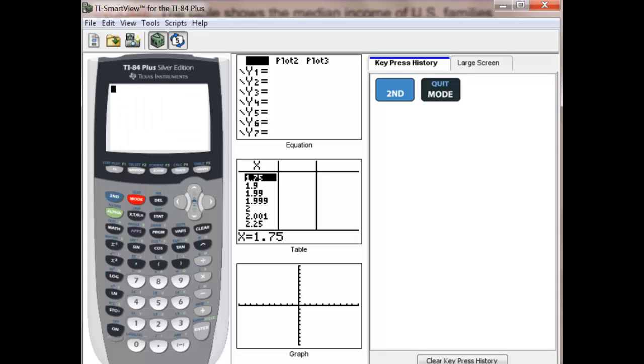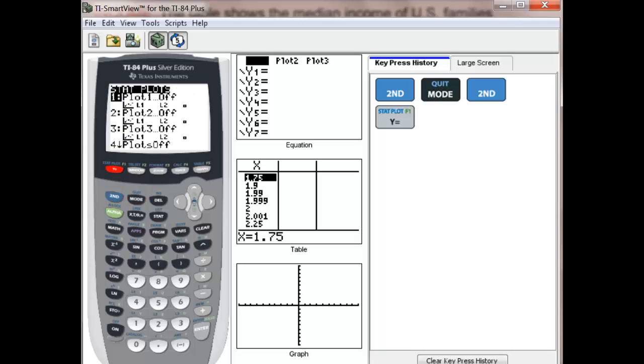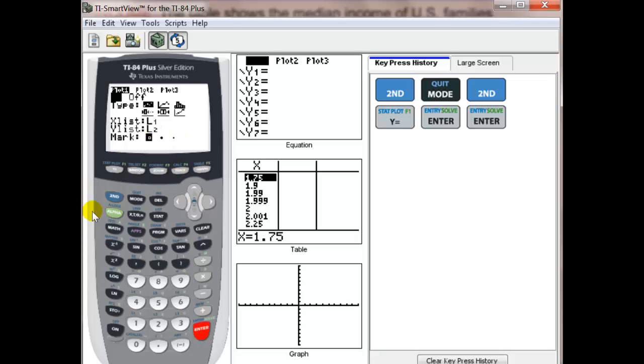Now we want to graph this. In order to graph it, you press second, y equals, brings up your stat plots, turning plots on and off. So if you press enter, plot 1 we want to turn on, so one is highlighted. These are all the different types of plots that we could have. Really, we're just going to be dealing with the first one.